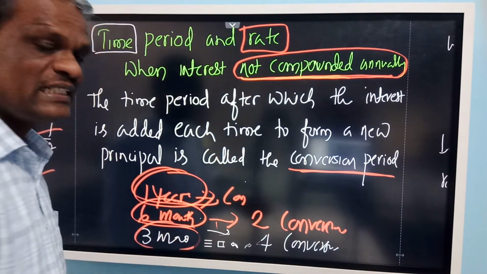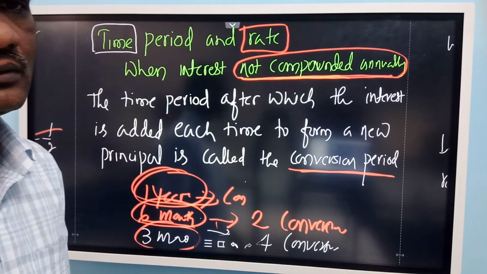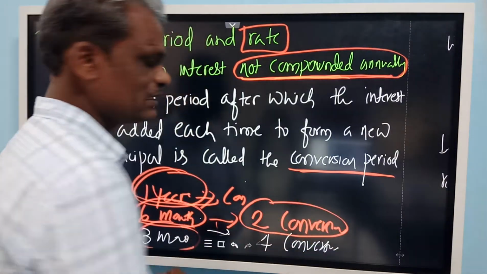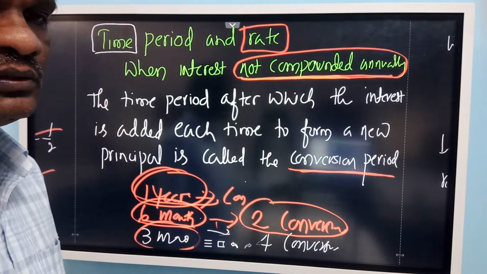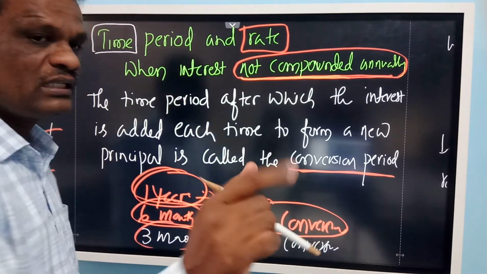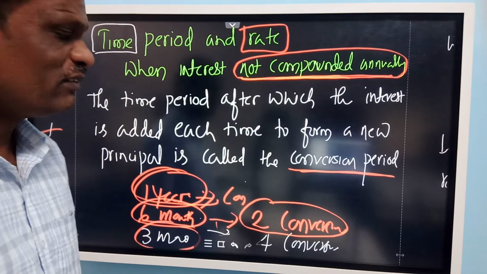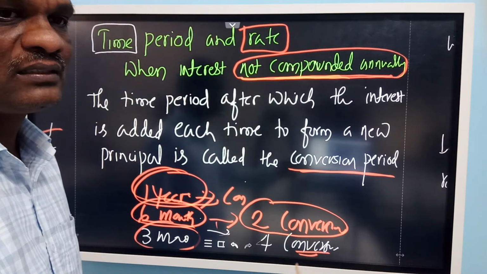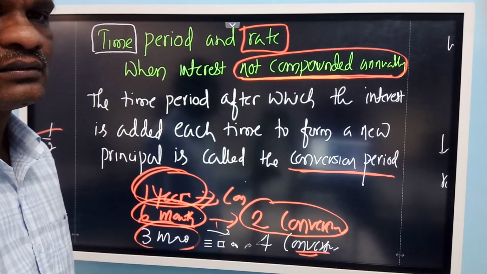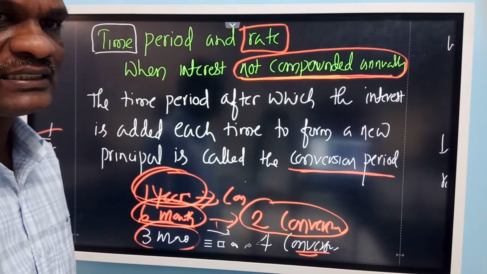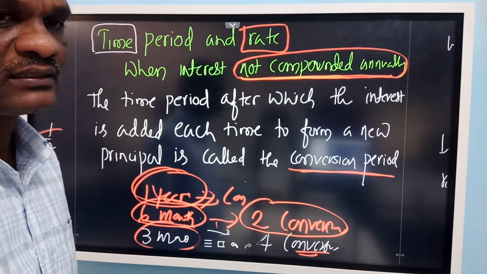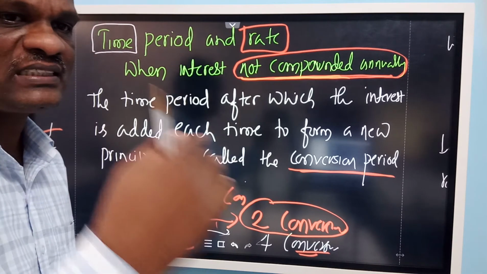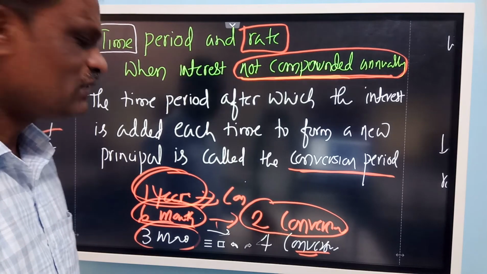Suppose I change the principal after 6 months, there will be two conversion periods. If I change the principal value after 3 months, there will be four in total. Why is it called the conversion period? What is the meaning of conversion period? Because after the conversion period, the principal changes. Correct? Yes, sir. So conversion period means we are changing the principal after that period.